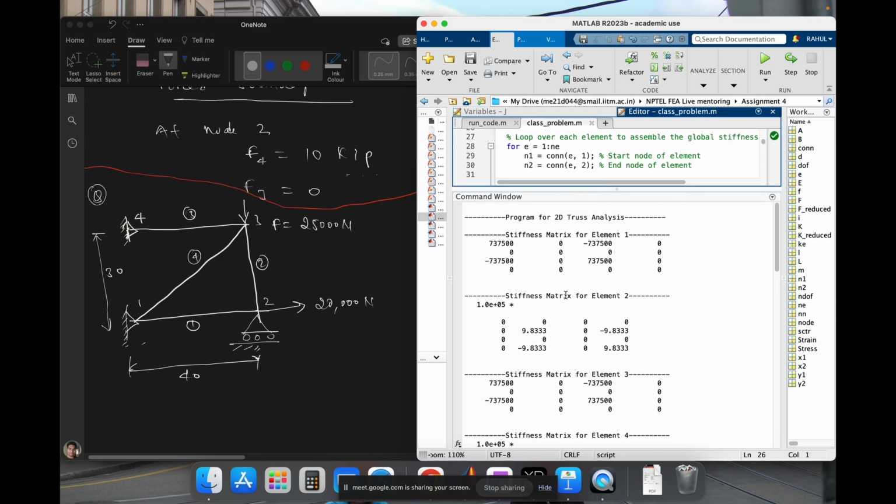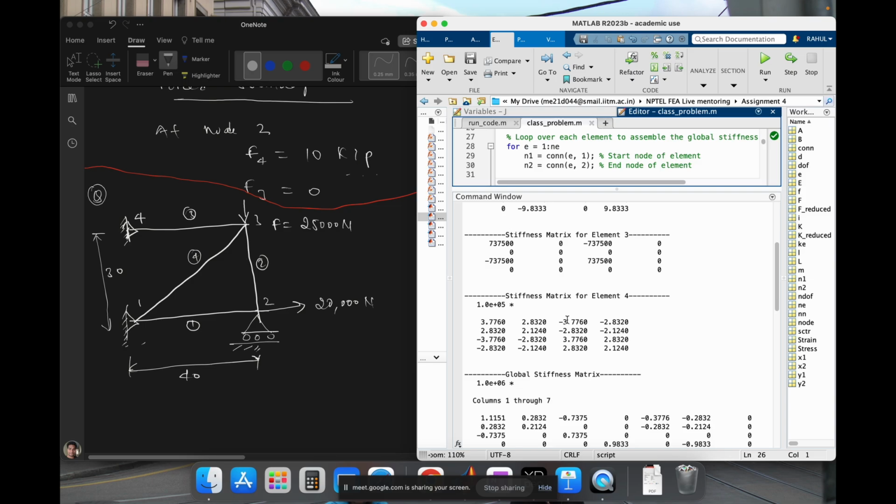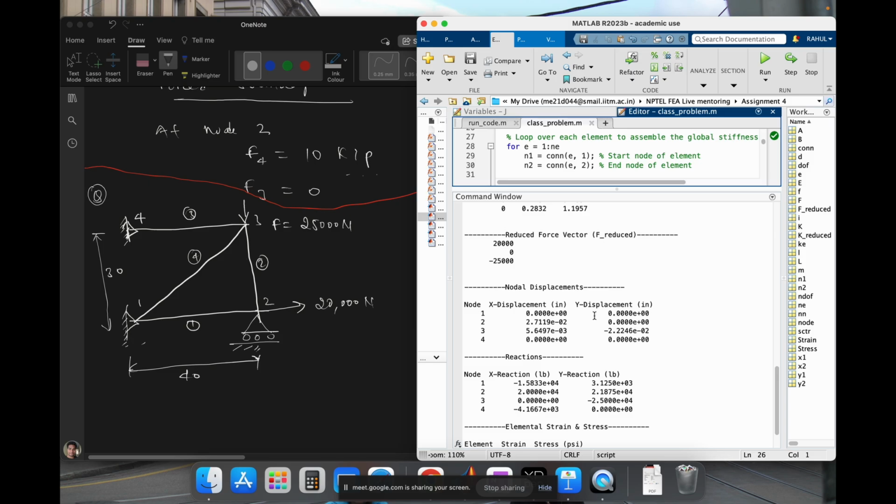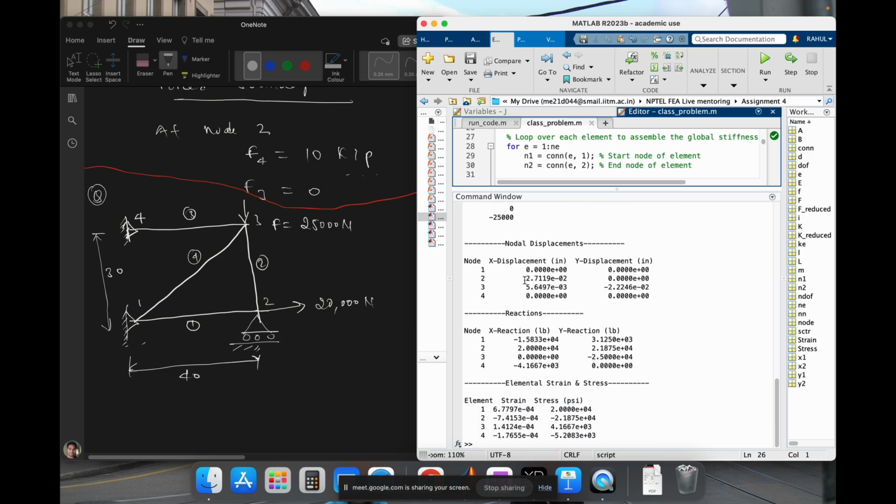So for element 1, this will be the stiffness matrix. For element 2, this will be the stiffness matrix. Element 3, this will be this. So these are the stiffness matrices. Now these are the nodal displacements. For node 1, u1 and u2 will be 0. For node 2, the vertical displacement will be 0, but there will be horizontal displacement. Similarly for node 3, there will be nodal displacement along the x-axis and y-axis. But node 4 is fixed, so that's why 0 0.